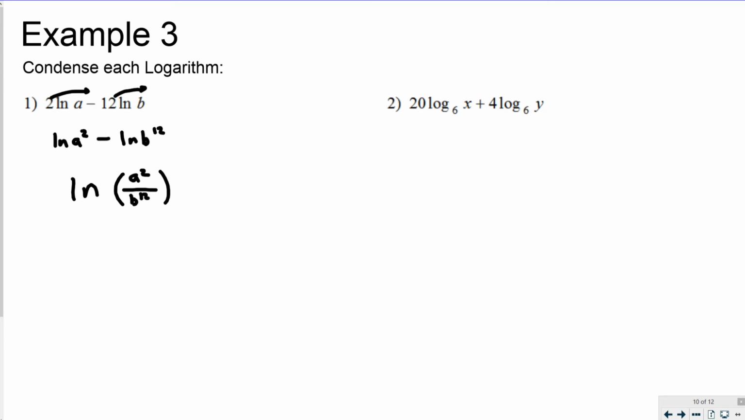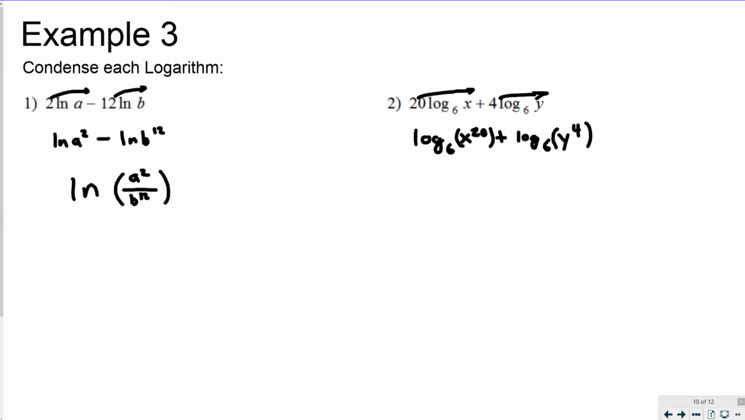For number 2, it's very similar, except now we're back to using logs instead of natural logs. So what we're going to do is first kick the 20 and kick the 4 up. So the 20 is getting kicked up here, and the 4 is getting kicked up over here. So it'll be log base 6 of x to the 20th power plus log base 6 of y to the 4th power. And I forgot my parentheses here for my arguments.